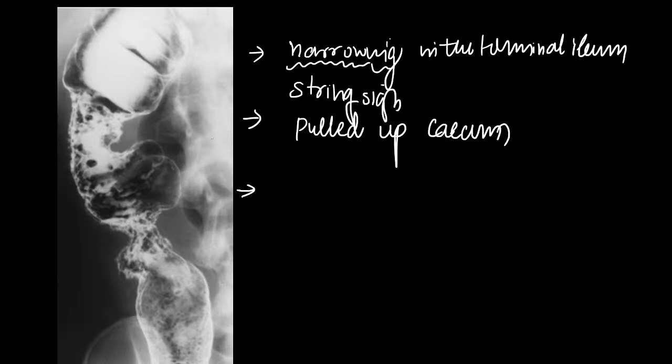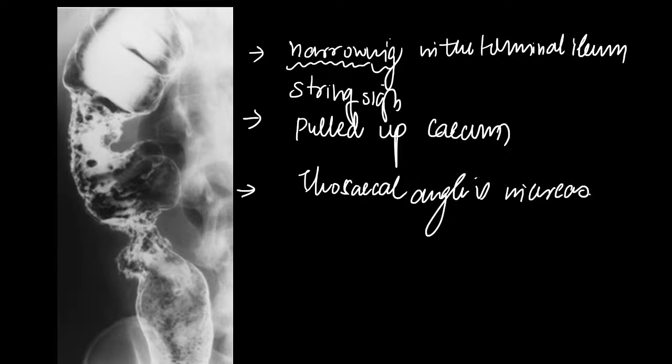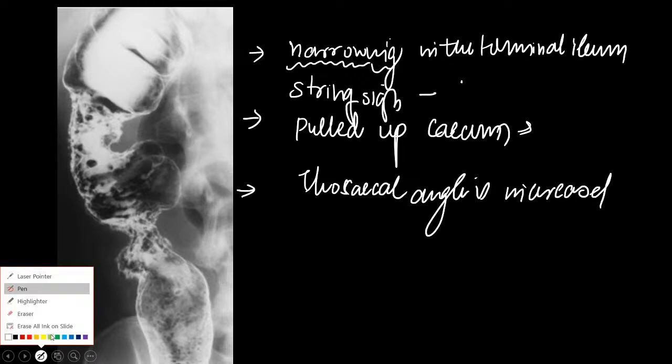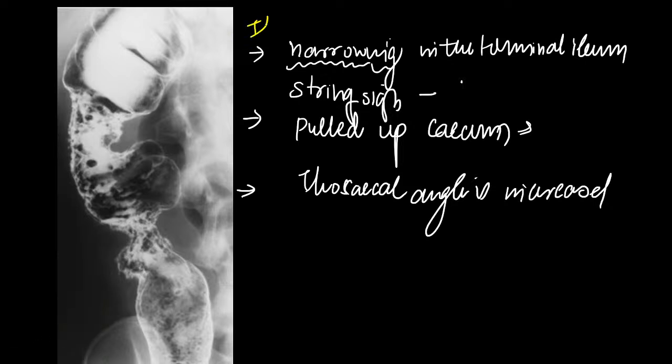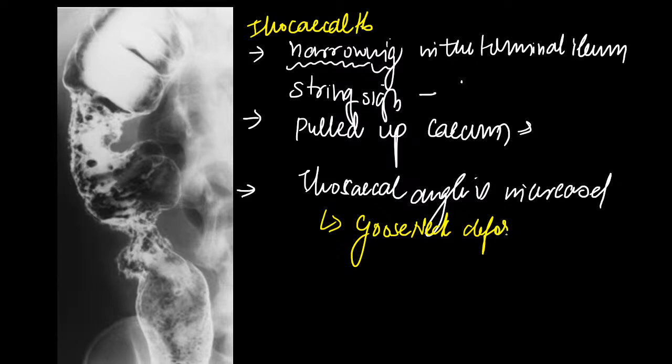And you can see that your ileocecal angle is increased. So guys, the string sign of Kantor, along with pulled up cecum, all these are important features of ileocecal TB, ileocecal tuberculosis. And this increase in the ileocecal angle is known as Fleischner's, or goose neck, deformity.